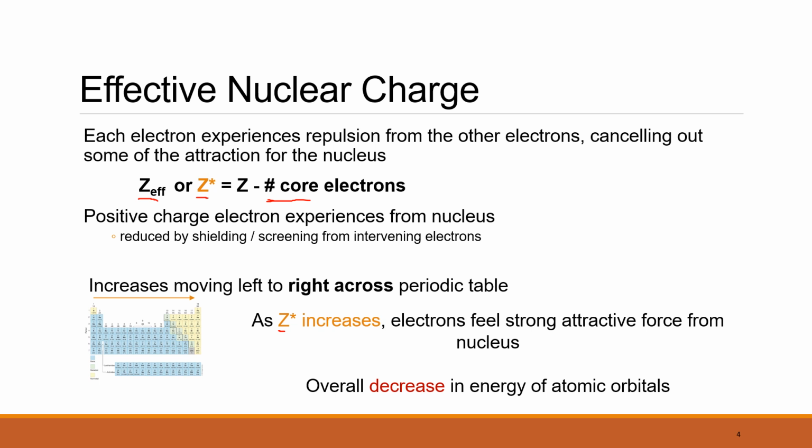So when we see an effective nuclear charge increase, that is in turn going to decrease the energy of the atomic orbitals. Because remember, we decrease the energy of the atomic orbitals when they feel a strong pull towards that positively charged center. Because if they feel a strong pull to that positively charged center, they are held more tightly and are thus more stable and harder to remove.